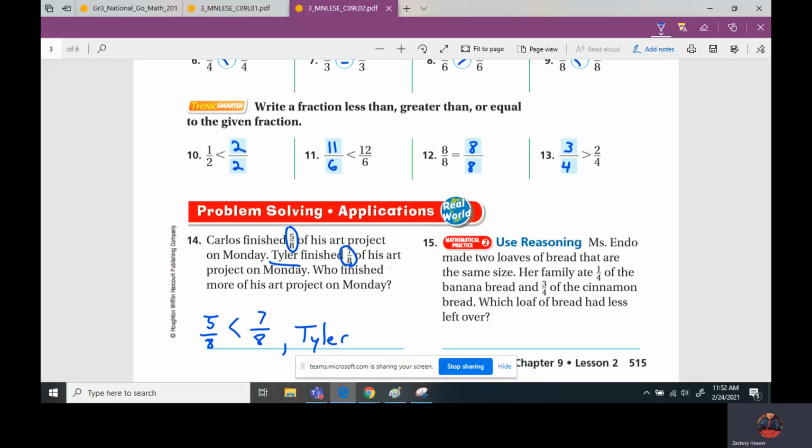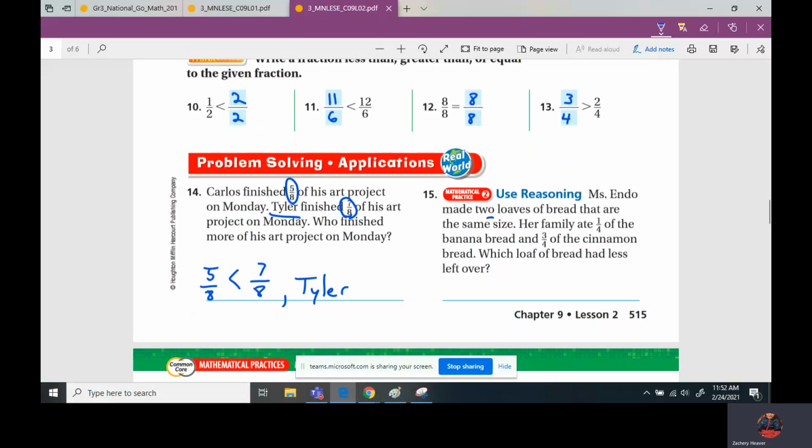The next one. Miss Endo makes 2 loaves of bread that are the same size. Her family ate 1/4 of the banana bread and 3/4 of the cinnamon bread. Which loaf of bread had less left over? So we have 1/4 ate and 3/4 ate. So they only ate 1 out of 4 pieces, which means there's 3 left. These, they ate 3 out of 4 pieces, which means there's 1 piece left over, right?